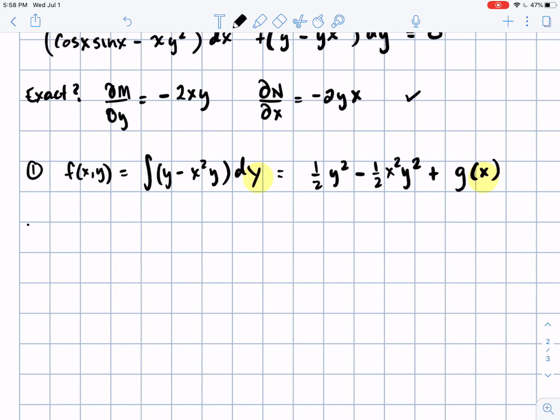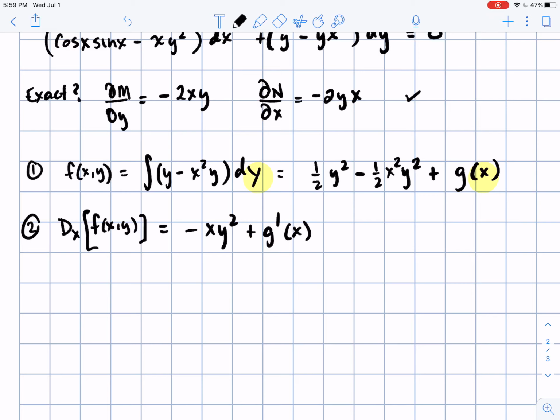So second step, just like I did before, you're going to take the derivative of now the opposite of what you did in the first one. So derivative with respect to x of our function that we had in number 1. Our derivative with respect to x, the first term would be 0, second term would be negative x y squared, plus g prime of x.